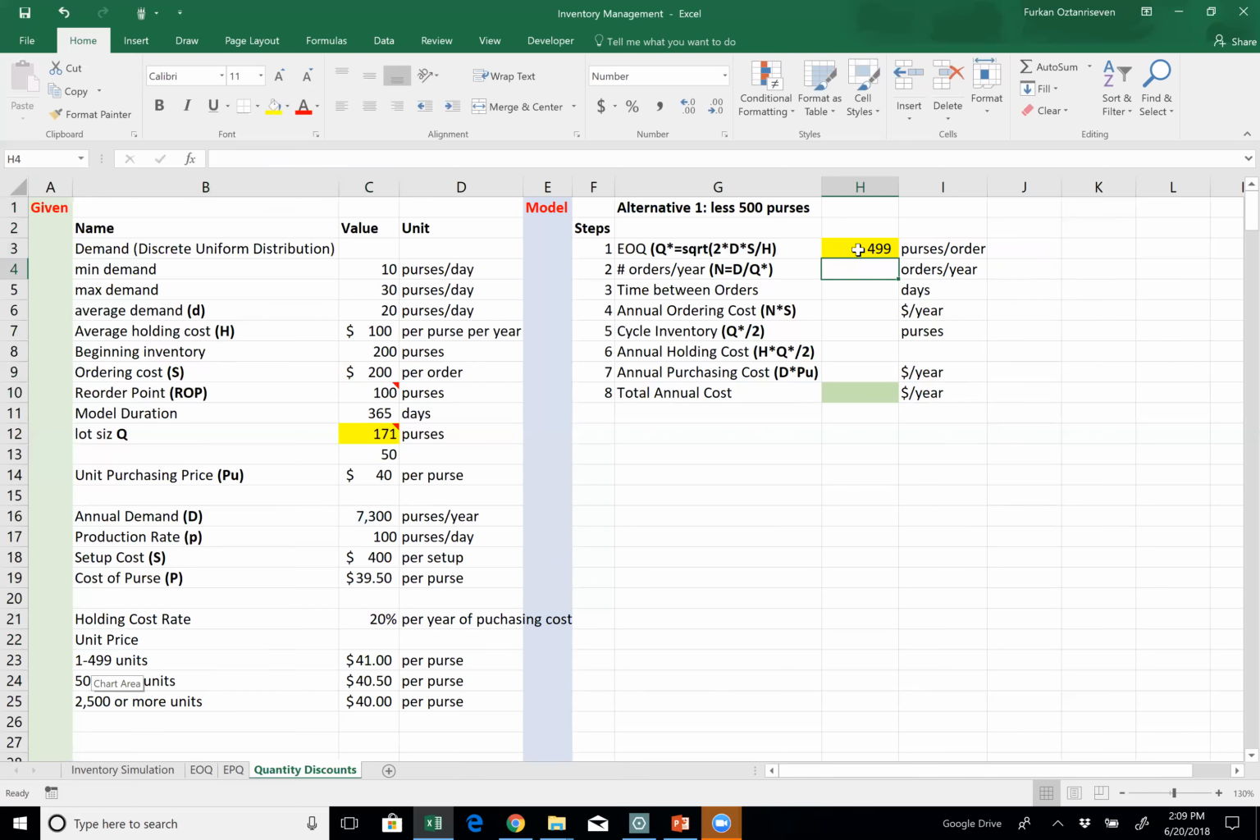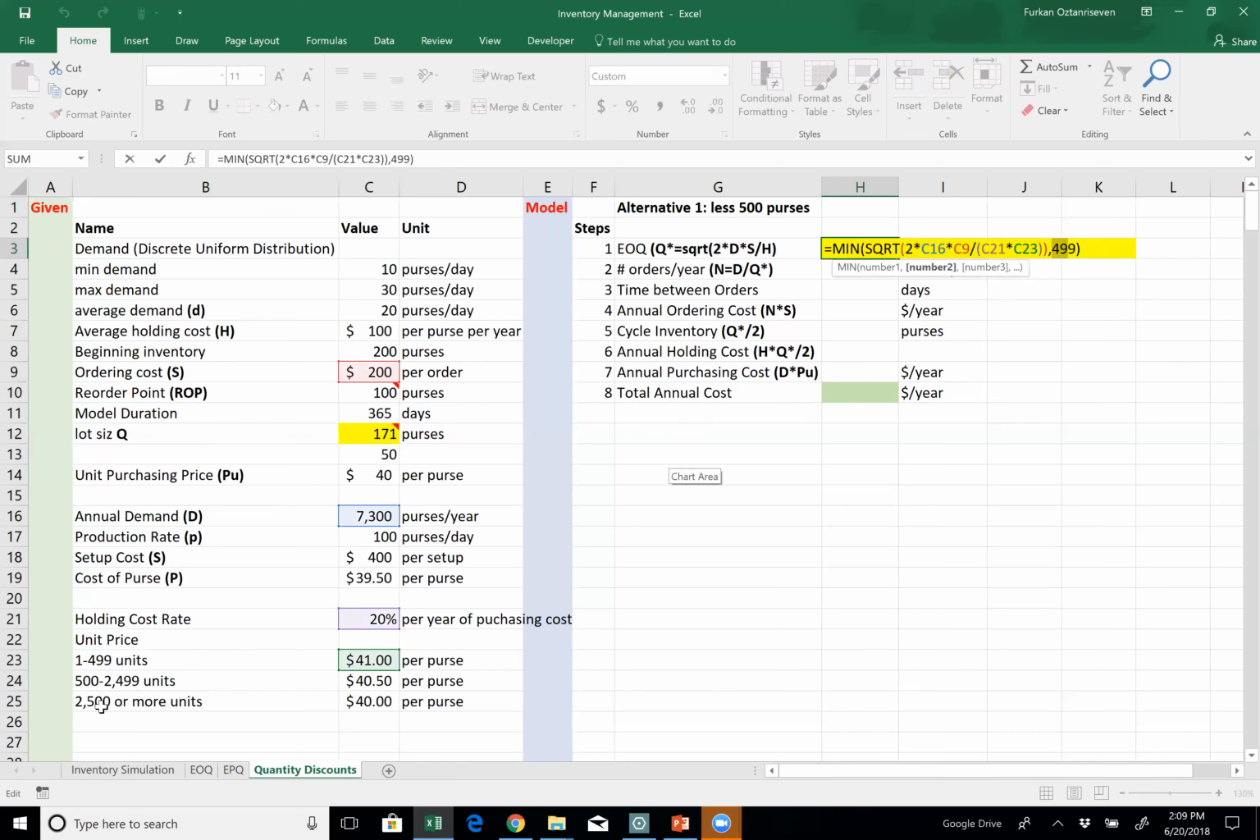As you see, now that's 499 because initially it was 597, which doesn't make any sense because it's more than my upper bound. So that's why I put a min function here, which compares this value that I calculated with my upper bound and gives me the lower one.